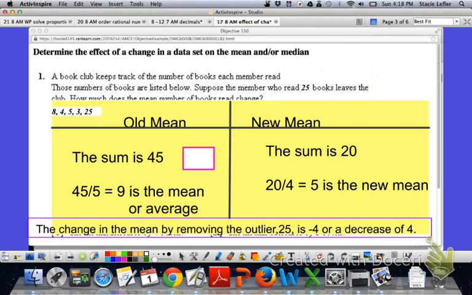So the 25 was the outlier. When removing it, it did affect the mean quite a bit. It went down, which is a decrease of 4, or you could say it's negative 4.